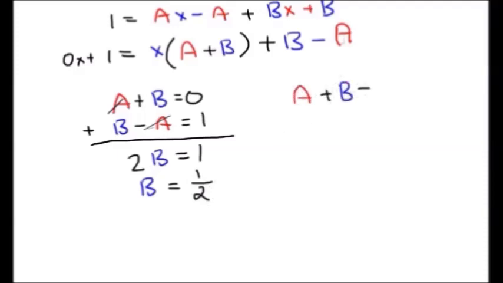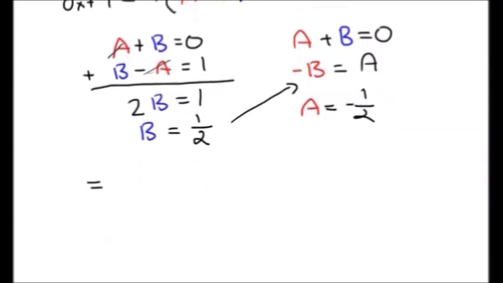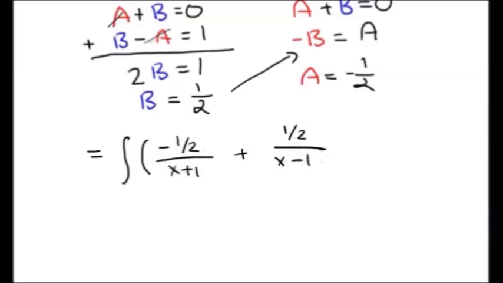Rewriting the equation, we can write a plus b as equal to 0, which gives negative b equals a. Plugging it in, we can then find that a will equal negative 1/2. Going back to the original integration, we can rewrite the integration as the quantity negative 1/2 over x plus 1 plus 1/2 over x minus 1 dx.